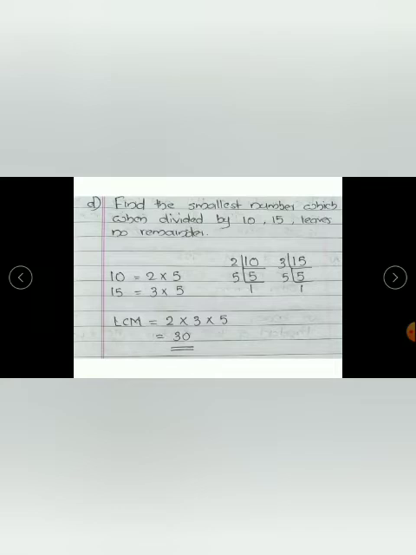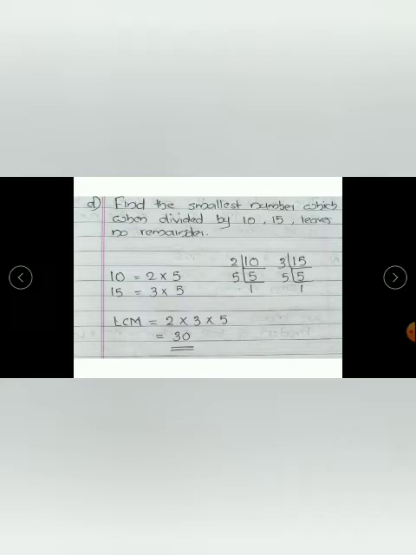Next example. Find the smallest number which when divided by 10, 15 leaves no remainder. There should be no remainder, isn't it? Here what is the question? Smallest number. So when they are asking for smallest number, what we have to find? LCM. Why? Lowest common multiple. Lowest means smallest, isn't it? So when they are asking for largest, we have to find HCF. When they are asking for smallest, we have to find LCM.